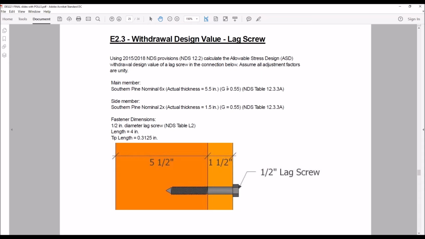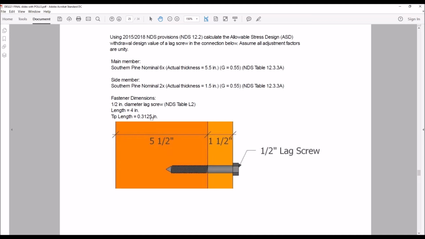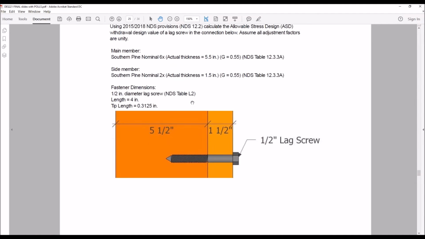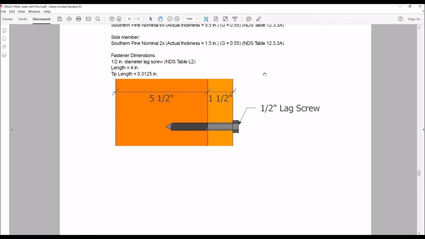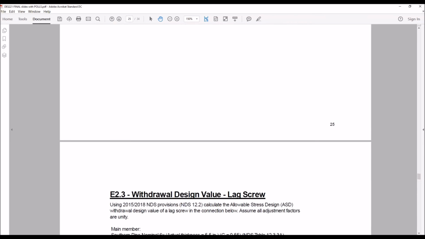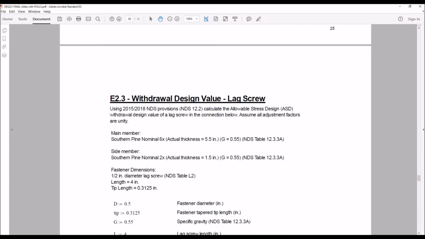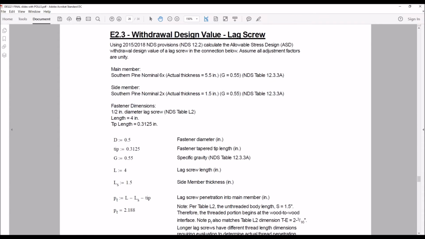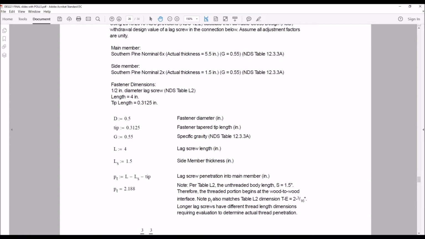We're assuming a 1/2 inch diameter lag screw, so we go to NDS table L2, and ours is going to be 4 inches long. So we pull the tip length out of the table as well, NDS table L2, and that's 0.3125 inches. I don't remember what the exact fraction on that one is. All right, so we've got the fastener geometry defined.